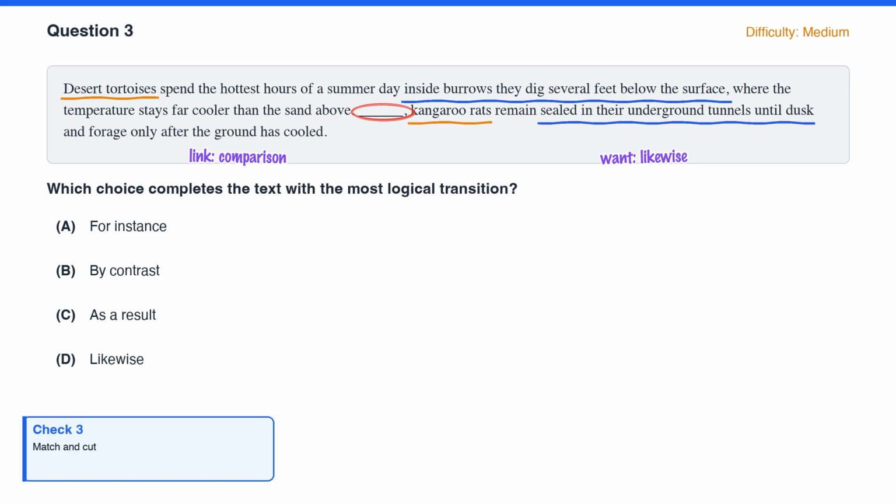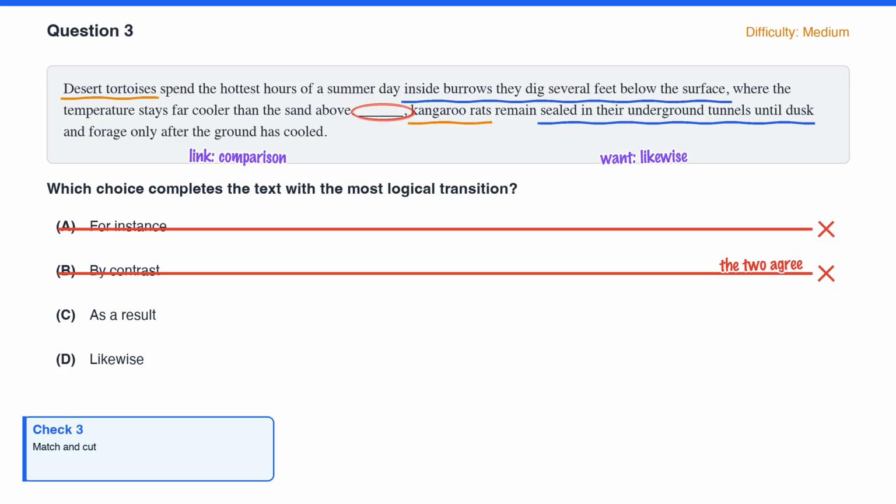The second sentence looks like a specific example, but an example has to be an instance of the first sentence, and the rats do their own thing beside the tortoises, not inside their story. Cross it out. By contrast, needs a difference, and these 2 animals agree. That one's gone. As a result, would make the rat schedule a consequence of tortoise burrows, which is nonsense.